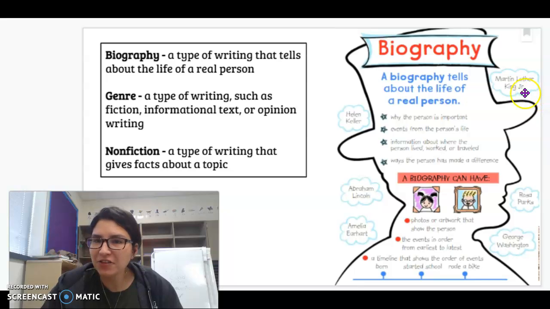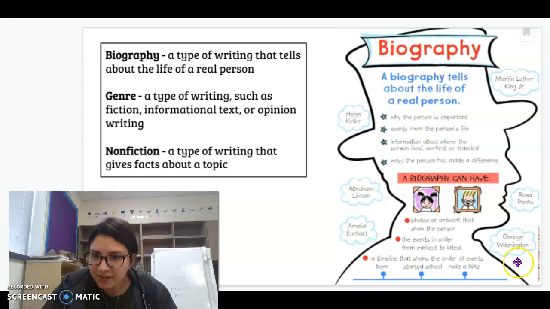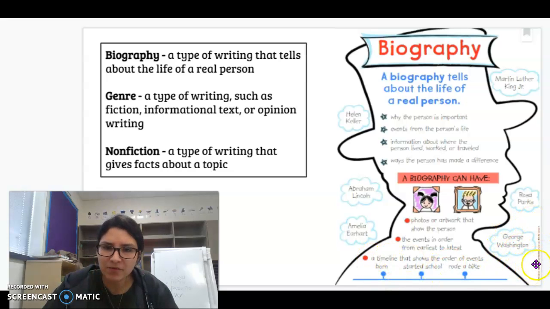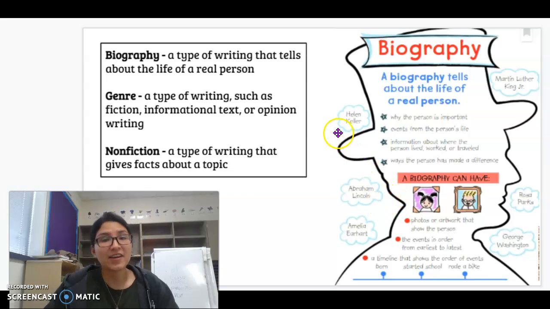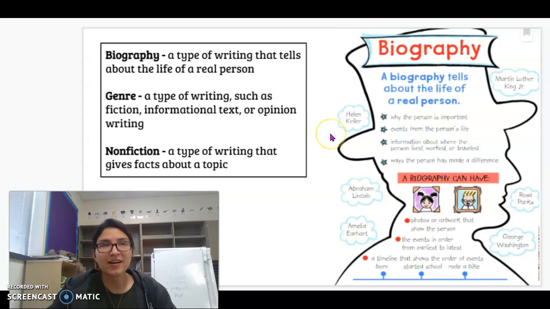So here's some different examples of biographies over some people. Martin Luther King Jr., which I know we've read biography over him. Rosa Parks, George Washington. I believe we read one over him as well, first president. Amelia Earhart, I know I've read maybe 2 or 3 over her. Abraham Lincoln, I'm not sure if we've read a biography this year over him. Helen Keller, I know you read one over her during writing with Miss Snuggesser.